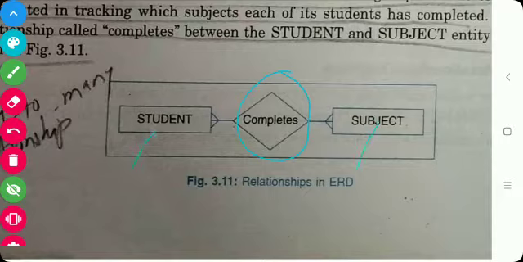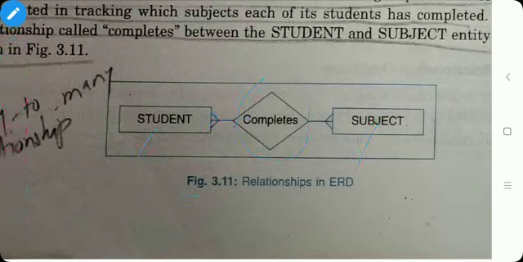So there are many students, there are many subjects. That is why this is called a many-to-many relationship, and it is represented by this symbol. Okay, this is the many-to-many relationship, as a student can complete many subjects and one subject has many students. So this is called the many-to-many relationship. Okay. In the next session, we will see degree of relationships. Thank you.